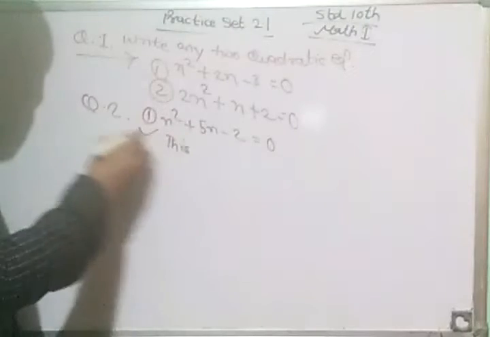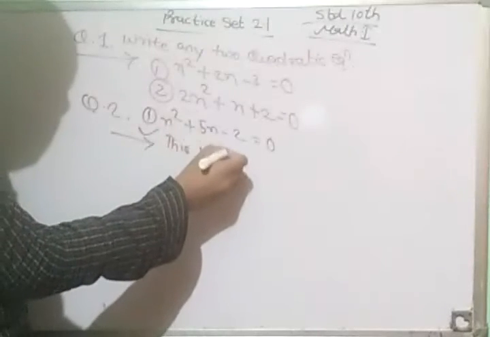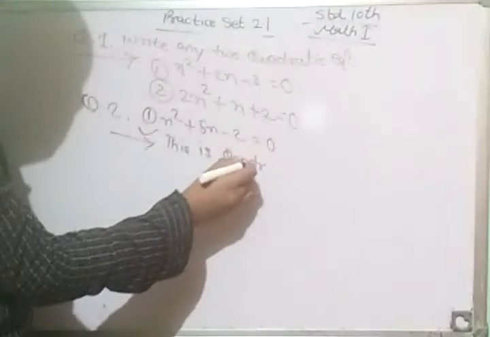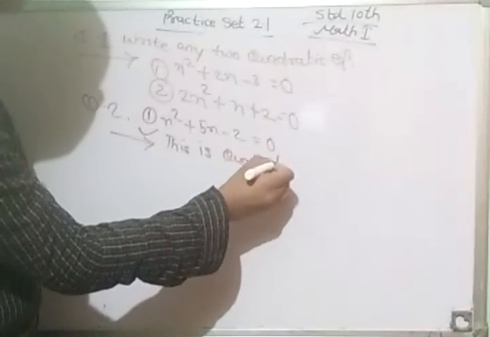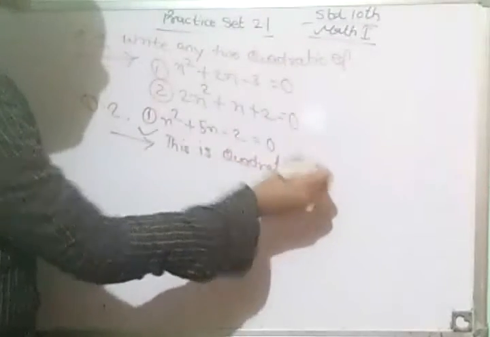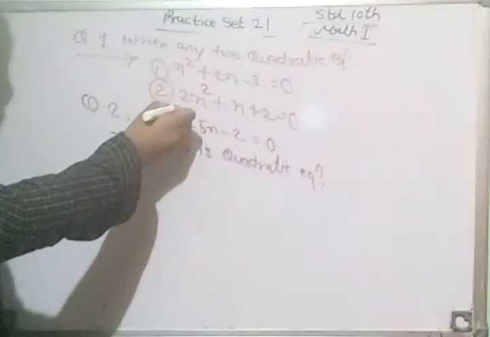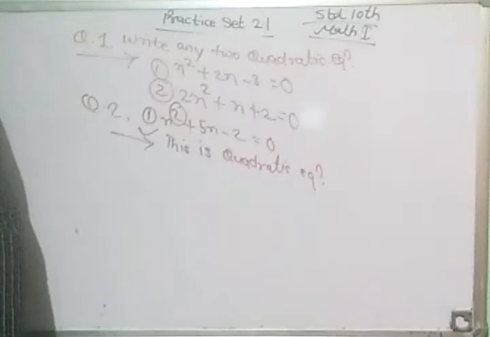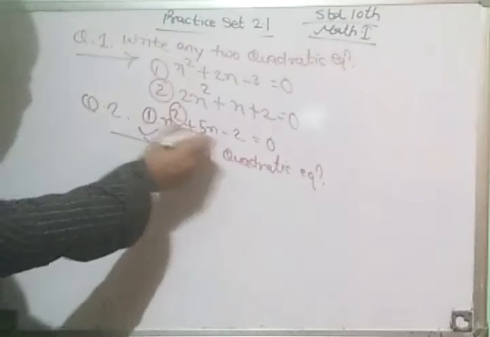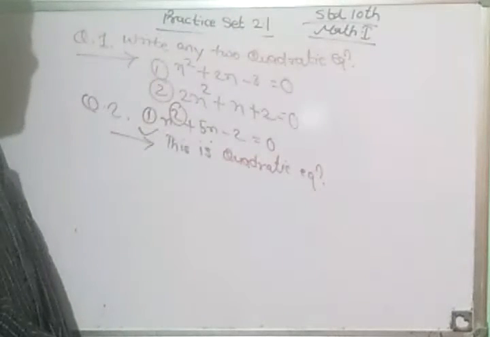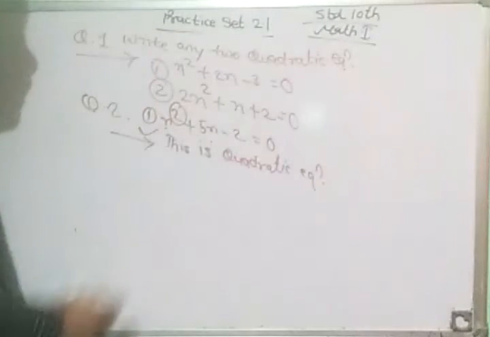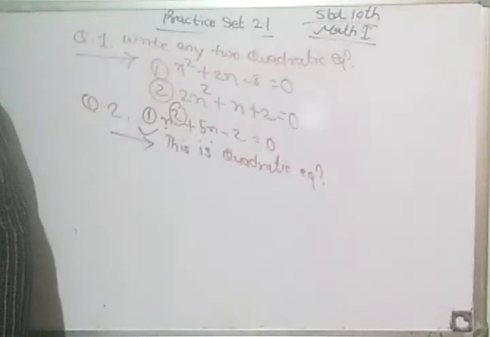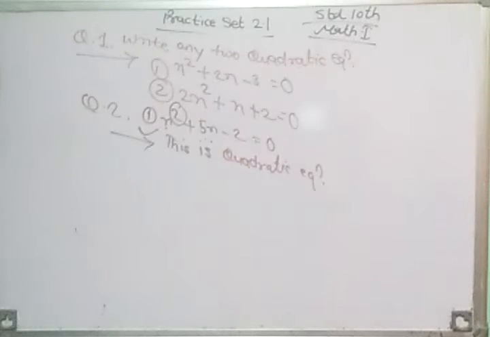So we write in a sentence as the answer: this is a quadratic equation. Why? Because the highest index is 2 and two variables are included. These two variables are the same, x in the first term and in the second term. Both are the same variable, but it appears two times, so it is a quadratic equation.